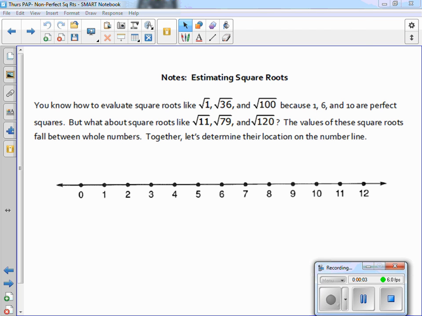All right, so this one is overestimating square roots. Yesterday we talked about how to evaluate square roots, like the square root of 1, which would just be 1, the square root of 36, which is 6, and 100, because that's 10. And those are all perfect squares.